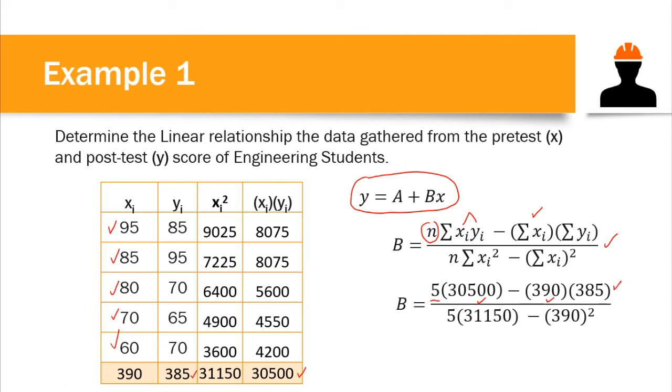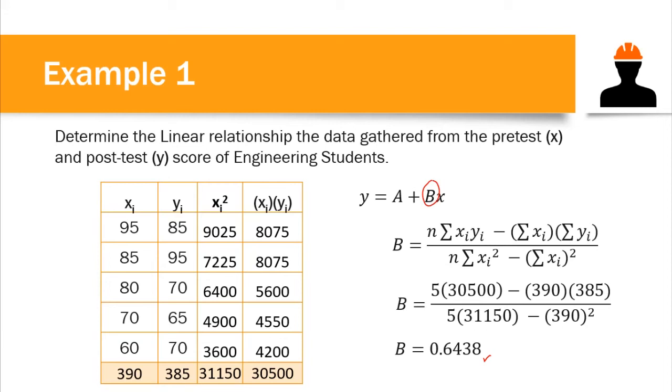That is over the sample size, then the summation of the squared of xi, so we have 31,150 minus 390 squared, where 390 here is the summation of x. So we have now the value of our coefficient b. B here is 0.6438. So we have now the value of our coefficient b, which is 0.6438.